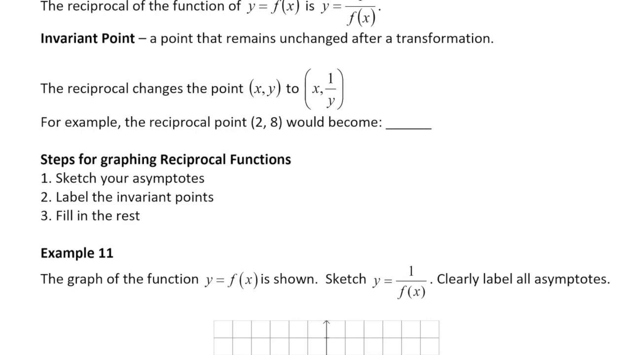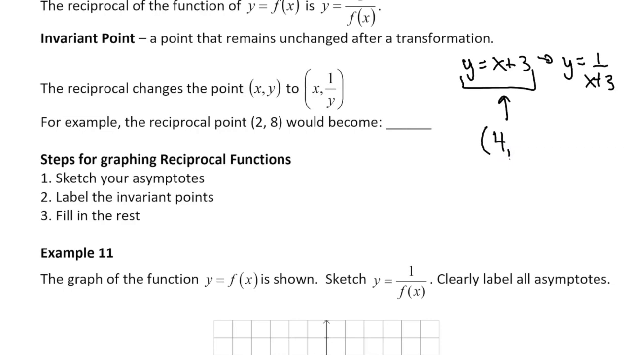If I take a random example, like y equals x plus 3, and I say, well, that means that its reciprocal function is y equals 1 over x plus 3. And I know that if I put in the point 4 right there, then when I sub in 4 for x, I get 7 for y. And I know right here that for its reciprocal, if I put in a 4 for x, I would get the point 4, 1 over 7.